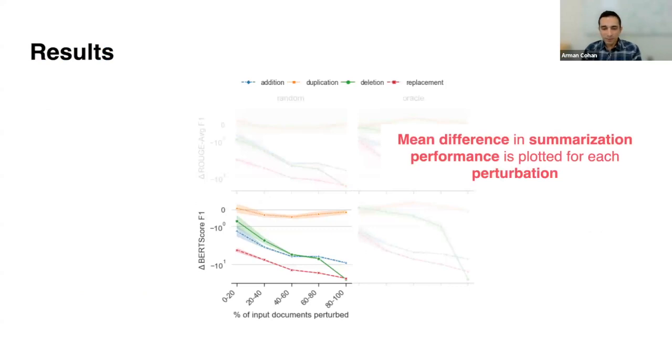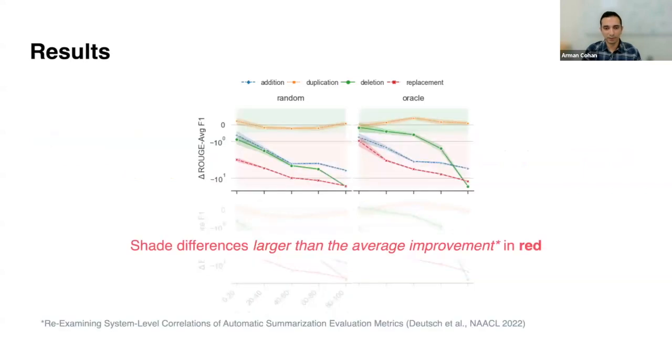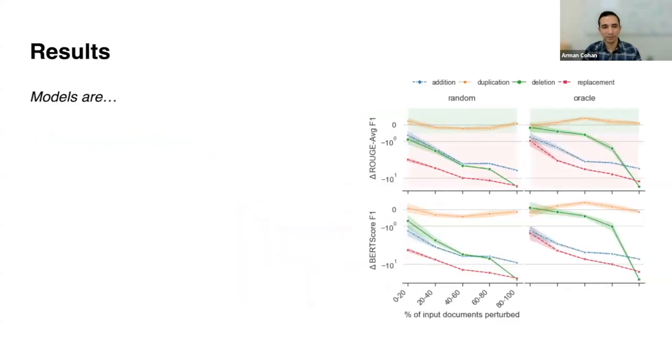So we plot this using these charts, and you can see that the mean difference in summarization performance is plotted for each perturbation. And then we plot the random and oracle settings to mimic the weak and strong retrievers. And we shade the differences larger than the average in red to show that these are actually significant differences.